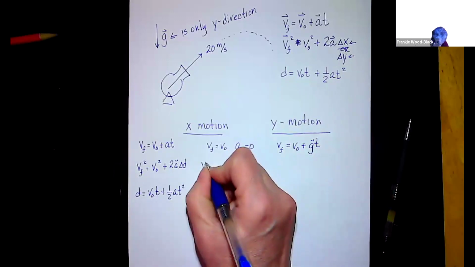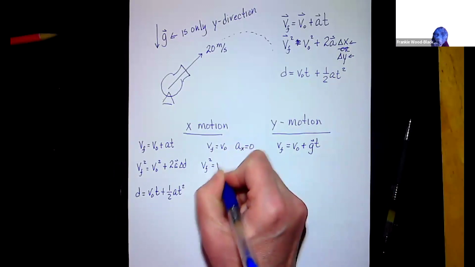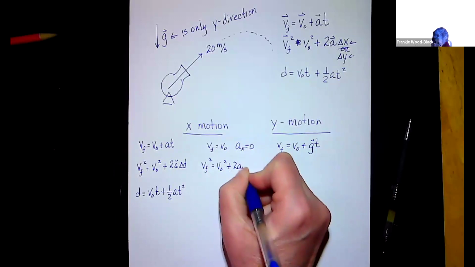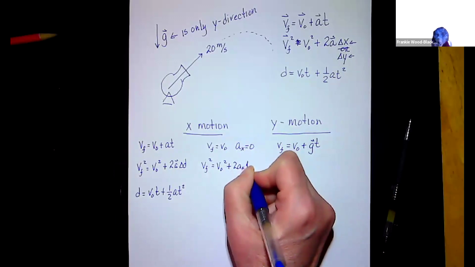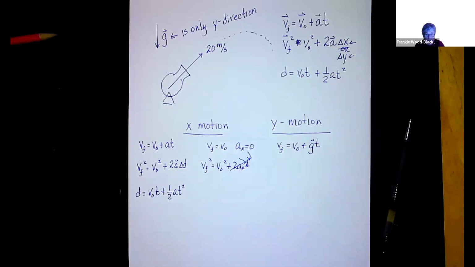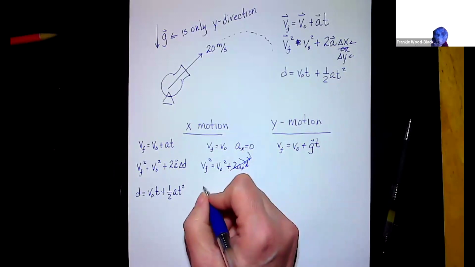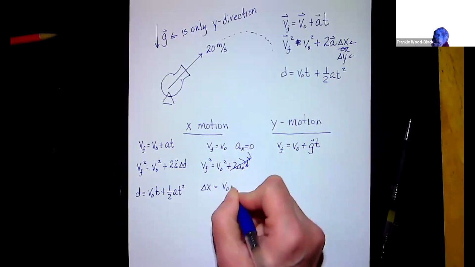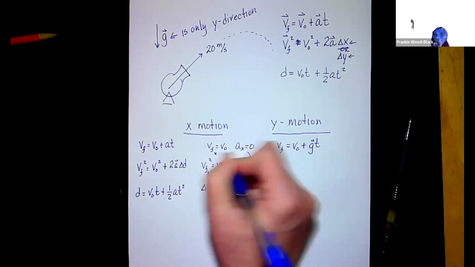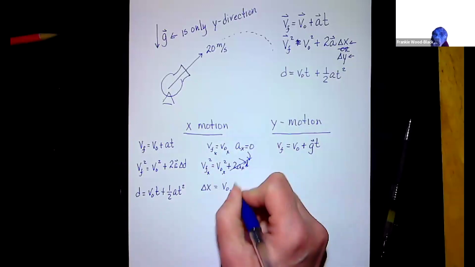Well, here I get my final velocity squared is equal to my initial velocity squared plus 2 times my acceleration in x times my d. Guess what? That goes away because my acceleration in x is 0. And then for this one, my change in x is going to equal the initial velocity in the x direction times time. And these are all in the x direction.